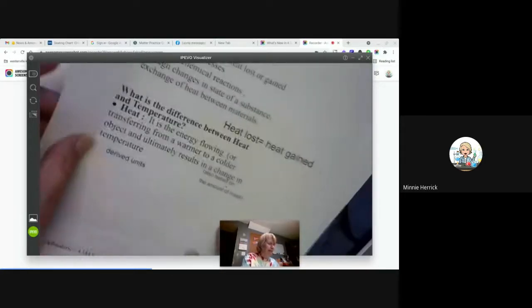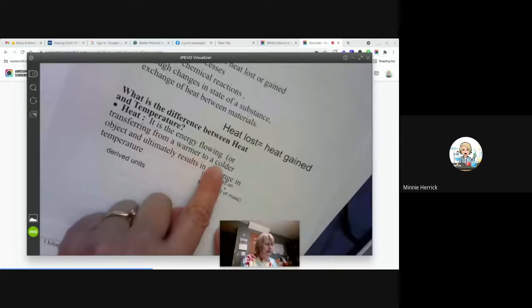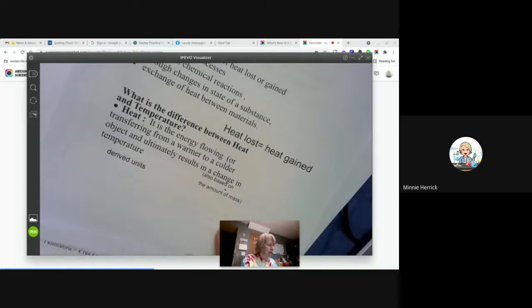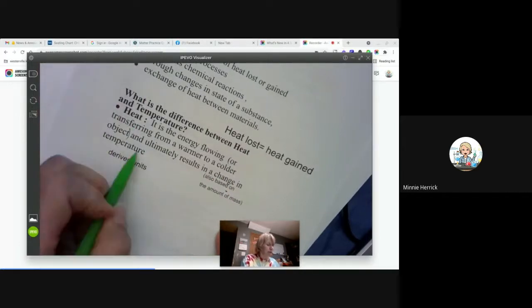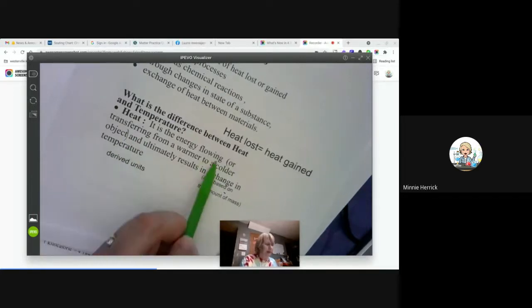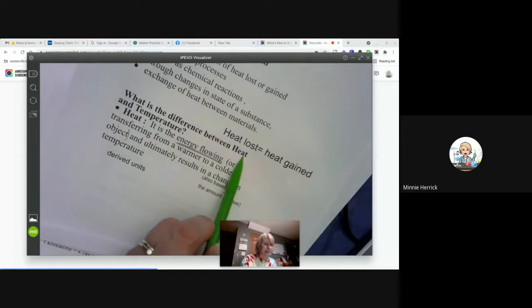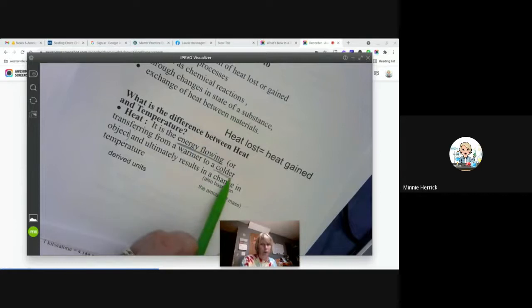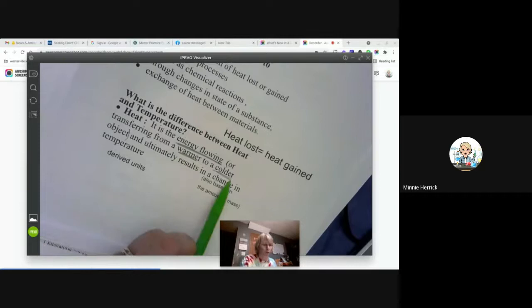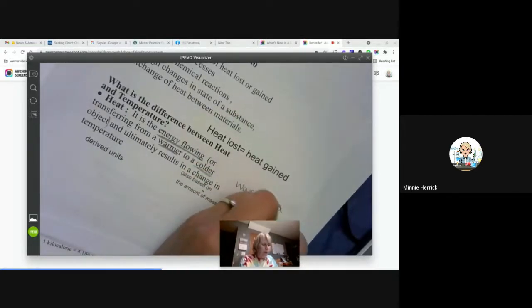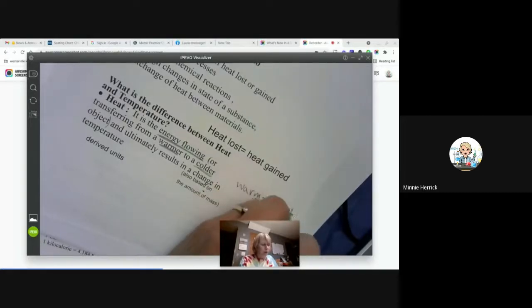Okay, so we have heat as the energy flowing or transferring from a warmer to a colder object, and it ultimately results in a change in temperature, usually, okay? The energy flowing is a big thing. Energy flowing is heat, and it's always transferring from a warmer to a colder. Something warmer is transferring it to something colder. So it always goes from warmer to colder, okay?